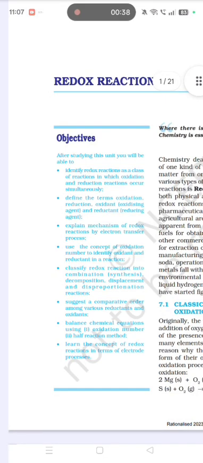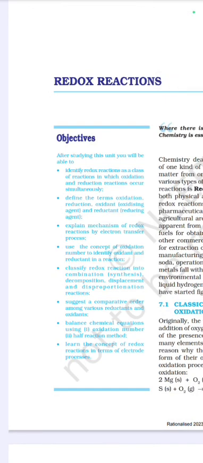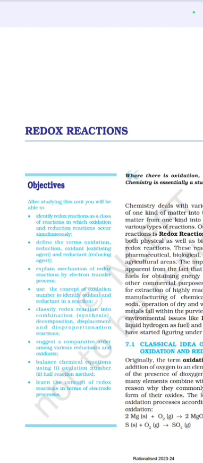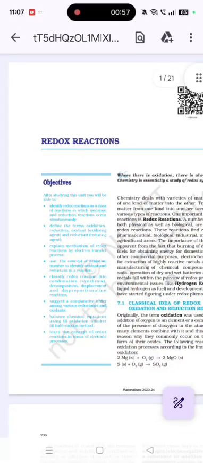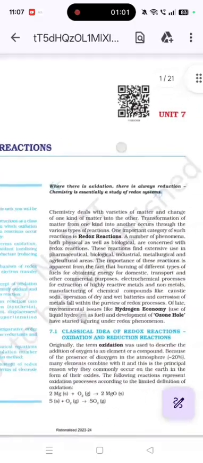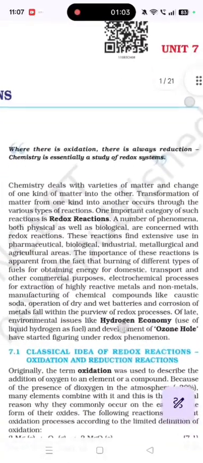See, in 10th standard, we have already learned about redox reaction. The term redox itself says it is both reactions taking place simultaneously. Red is for reduction, ox is for oxidation. So redox reaction is actually a combination of both reduction and oxidation simultaneously.